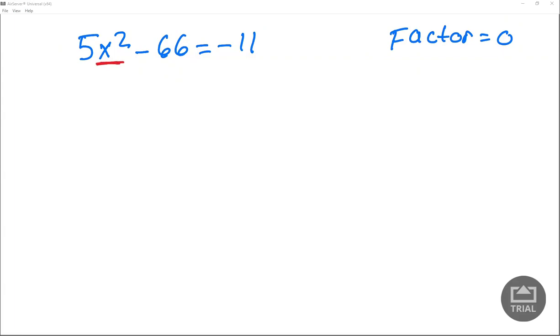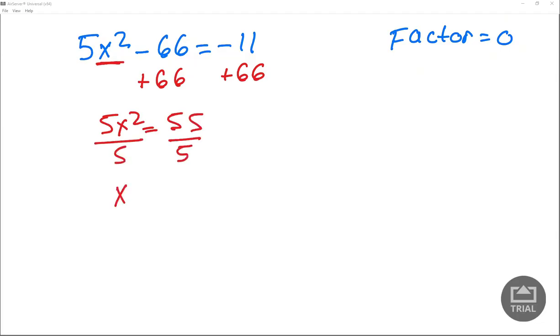Now I'm going to use that when I just have one quantity squared by itself, like I have an x squared, but there's no x term. That's a good time to use it. So if I just added 66 to both sides, I'd get 5x squared equals 55. Then I divide by 5, and I'd get x squared equals 11. And then I'm going to take the square root of both sides and get x equals.